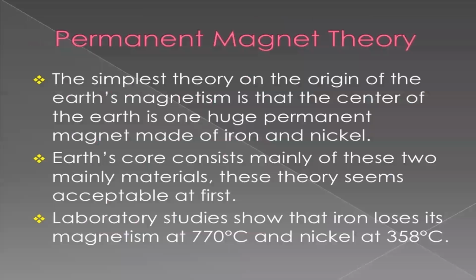Permanent magnet theory. The simplest theory on the origin of the Earth's magnetism is that the center of the Earth is one huge permanent magnet made of iron and nickel. Earth's core consists mainly of these two materials. This theory seems acceptable at first. Laboratory studies have shown that iron loses its magnetism at 770 degrees Celsius and nickel at 358 degrees Celsius.